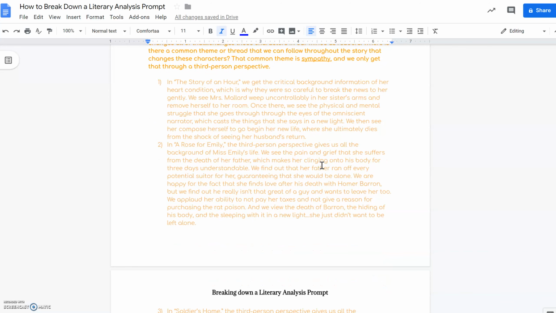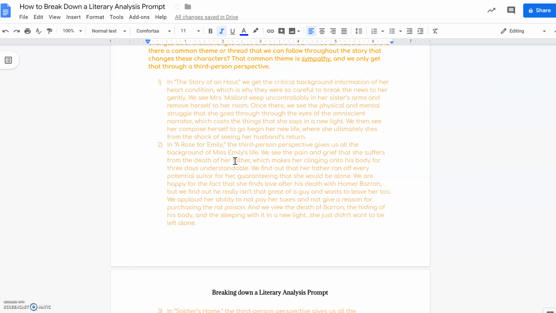In A Rose for Emily, that third-person perspective gives us all that background of Miss Emily's life. We see the pain and the grief that she suffers from the death of her father, which makes her clinging onto his body for three days understandable. She's grieving. We find out from that third-person narrator that her father ran off every potential suitor for her, guaranteeing that she was going to be alone. And we're happy for the fact that she finally finds love with Homer Barron after her father dies.